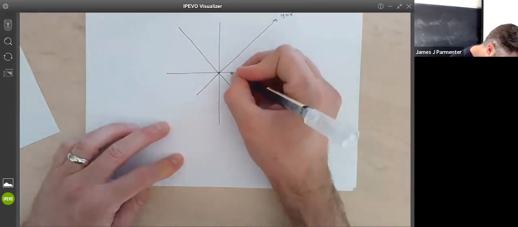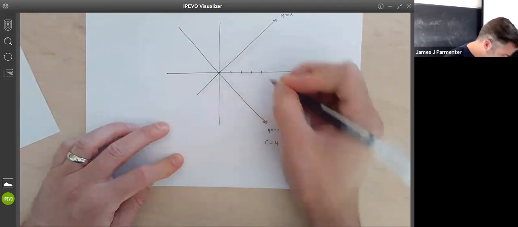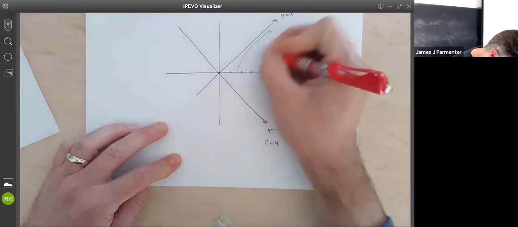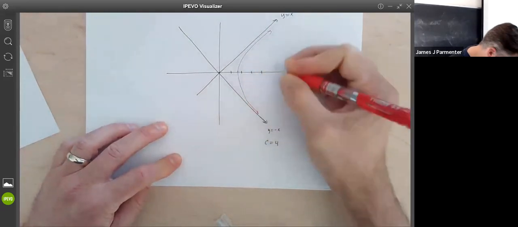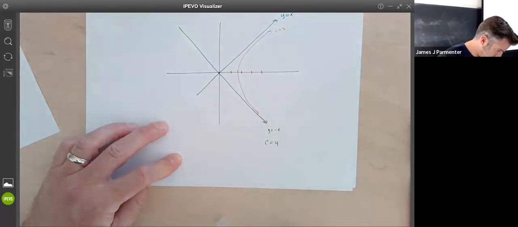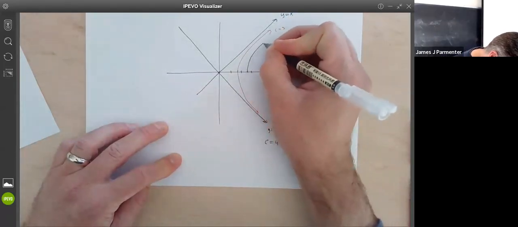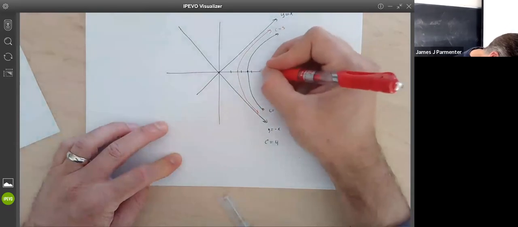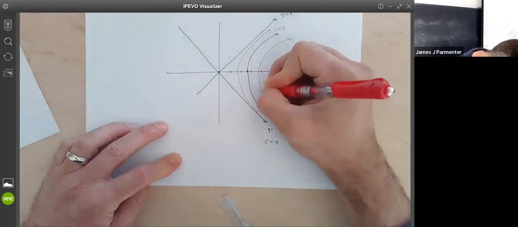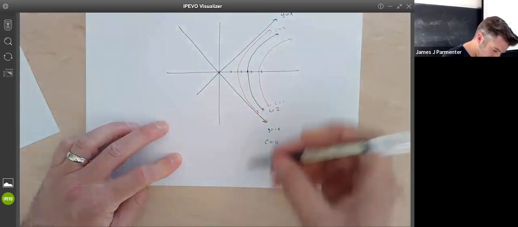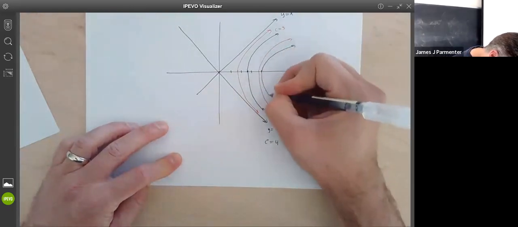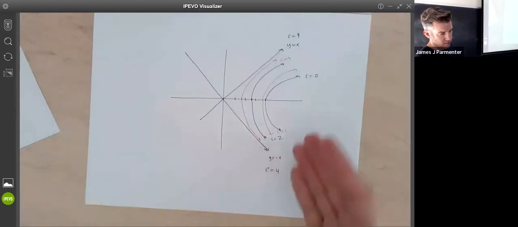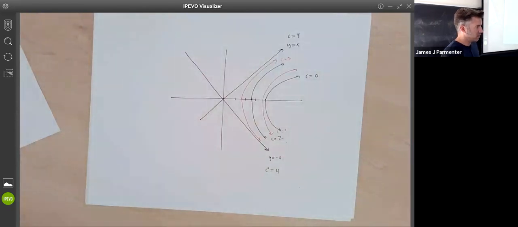And then our other curves are going to look like this. There's c equal to 3. And there's c equal to 2. C equal to 1, and so on. And again, I've only drawn the right side, right? The left side would also be there, a reflection of it.